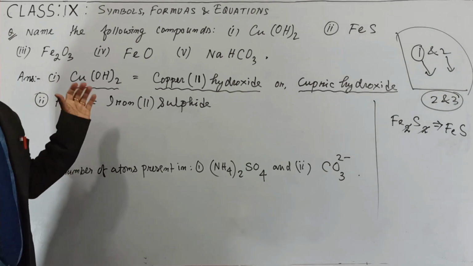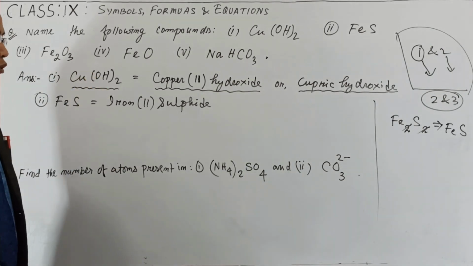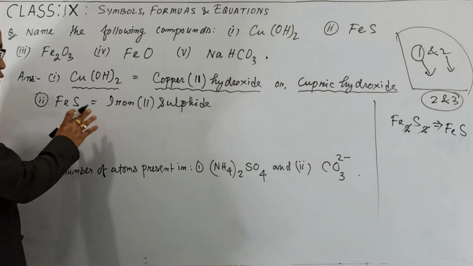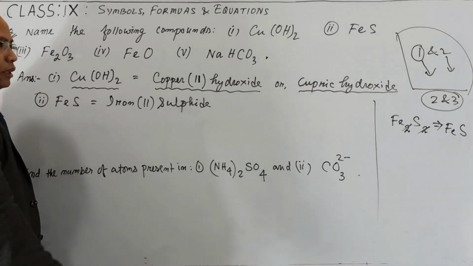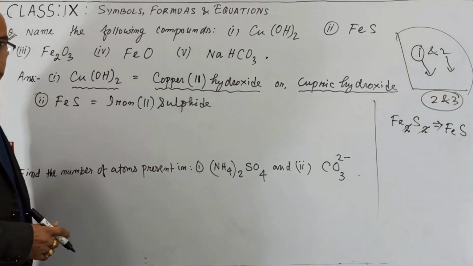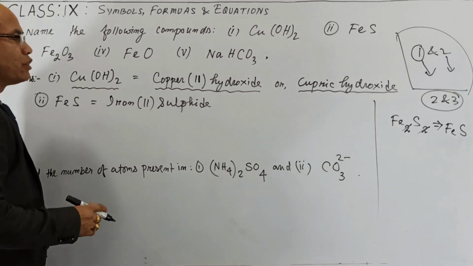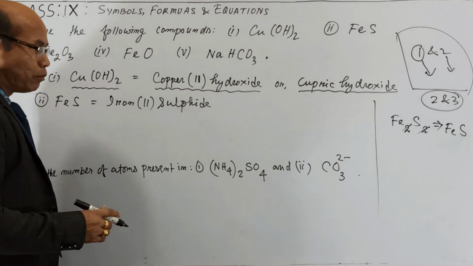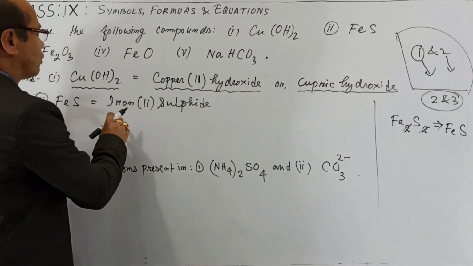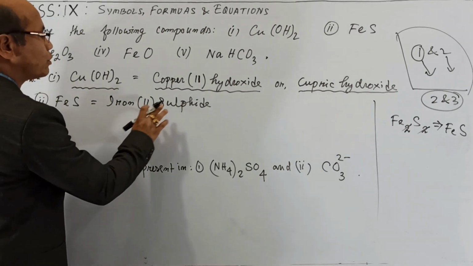When this S is in the form of an element, then we call it sulfur. But when it combines with other atoms and forms a compound, then you cannot write the name sulfur. It has to change to sulfide. All the non-metals have to change their names when they form a compound or a molecule. So now you write iron 2 sulfide.